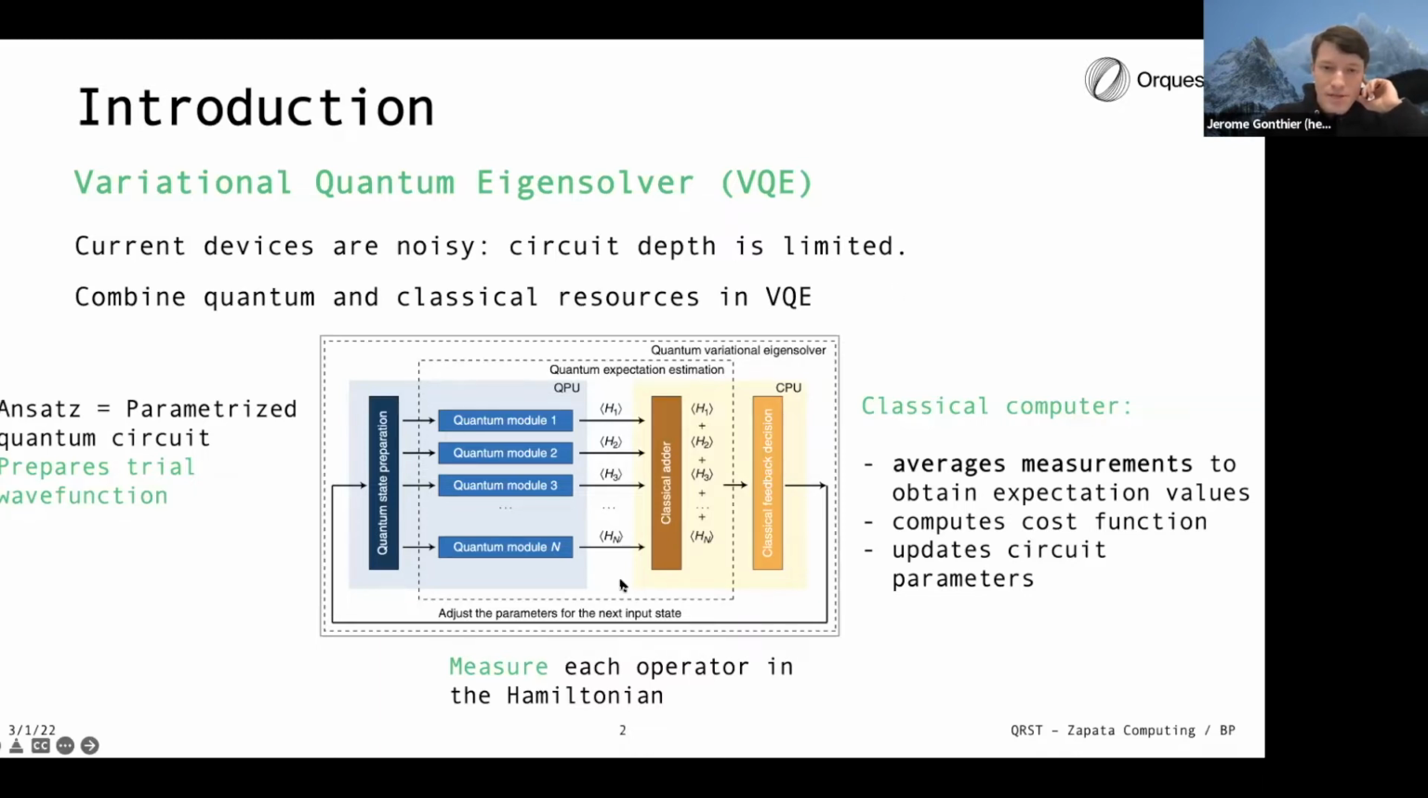Then we need to measure the energy. For that, we measure each operator in the Hamiltonian of the system. Molecular Hamiltonians have a sum of terms that can be pretty large, and we need to measure each of these terms to obtain the energy. Then we use the classical computer to average the measurements to obtain the expectation values for each operator, and then we compute the cost function. In the case of chemistry, it's going to be the total energy of the system. And we update the circuit parameters to minimize the total energy of the system.